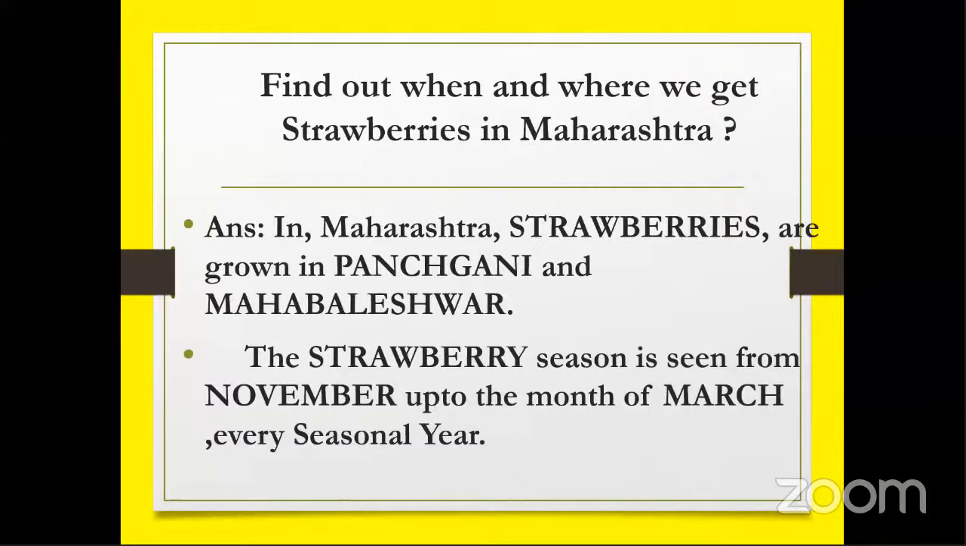In Maharashtra, strawberries are grown in Panchgani and Mahabaleshwar. Okay, you have to tell me your name first and then you can read the next paragraph. My name is Jignesa Savarkar. The strawberry season is seen from November up to the month of March every seasonal year. Very good. The strawberry season starts from November, December, January and up to the months of February and March every seasonal year. Very good.